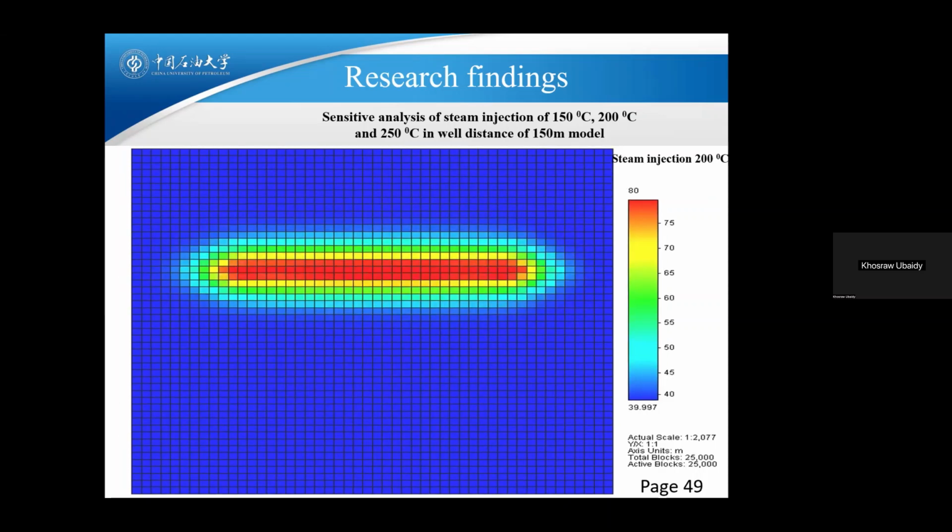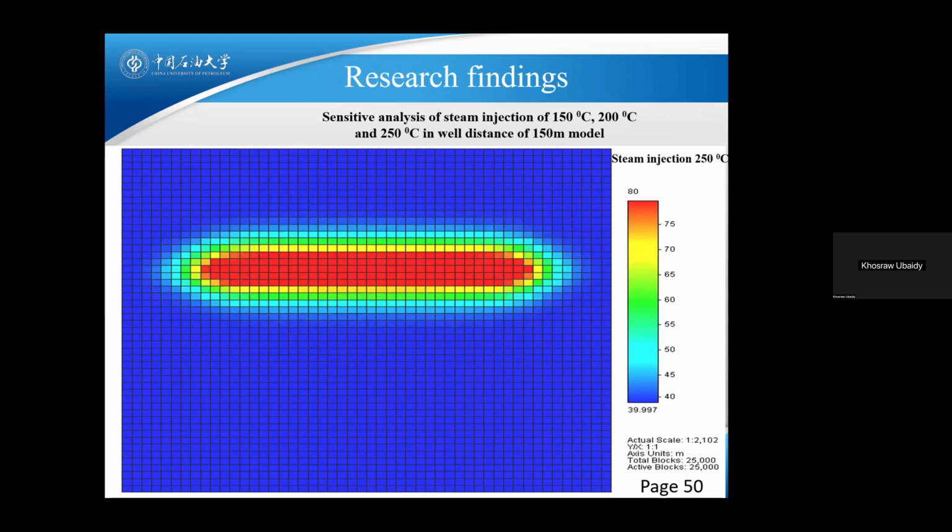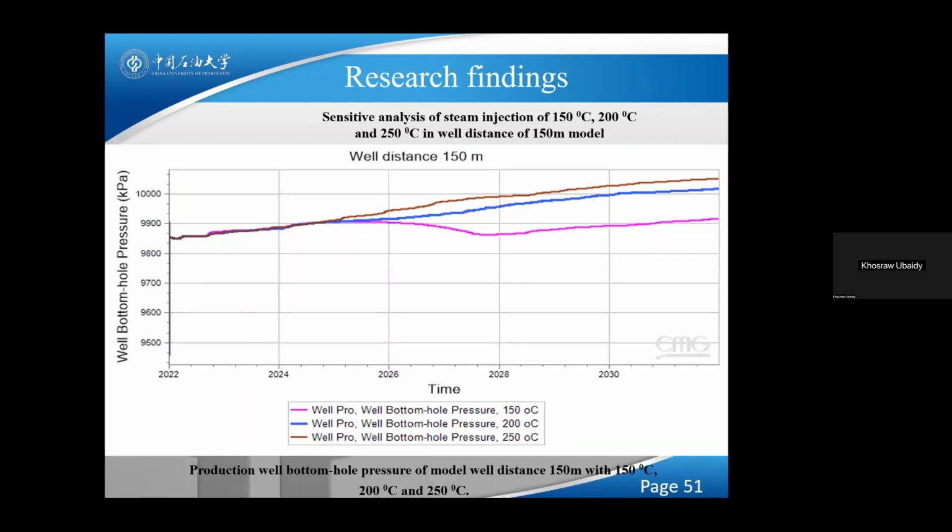The same, but steam injection at 200 degrees. And still we need to move on to 250. We'll see the distribution of heat is much bigger than the other two. But here, the bottom hole pressure for 150, 200, and 250 for this one. You can see it starts suddenly very high, which is a little bit hard to control if we inject this much temperature.